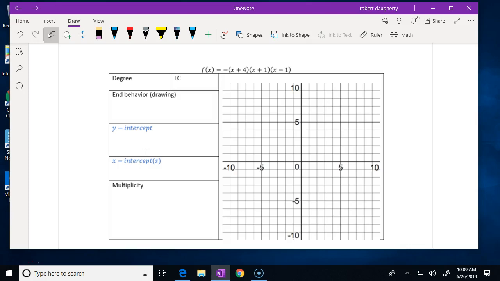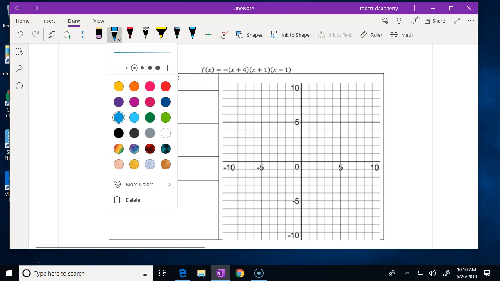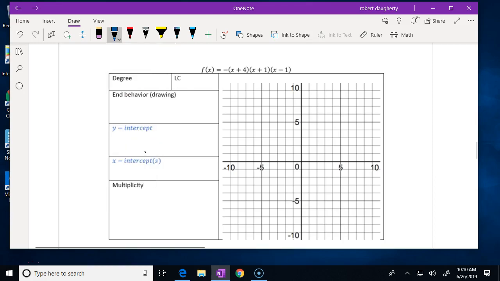So what is the degree of this polynomial? If I look at that, if I have x, x, and an x, this is a third degree polynomial. What are the coefficients? I've got a negative in front of everything, so I've got a negative, and then in front of that x there's a 1, the next x has a 1, the next x has a 1. Multiply all that together, you get negative 1. So odd degree with a negative coefficient.